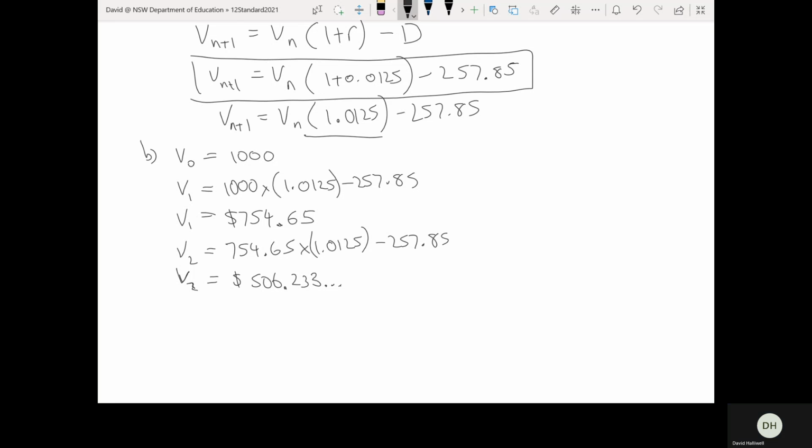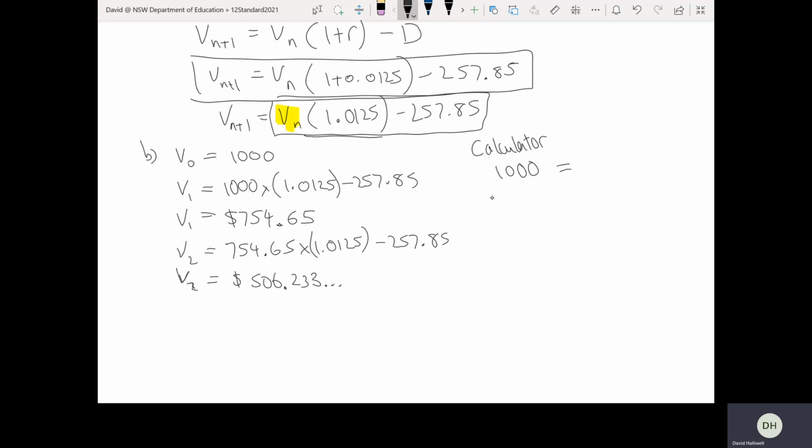Now, what I should have mentioned before is remember that when you're putting this in your calculator, the easiest way to do it is the first step is to put in the V0 equals. So put in 1,000 equals. And then remember, you write in the right-hand side of the formula into your calculator. And the key thing is you want to replace the V sub n bit with the answer key.